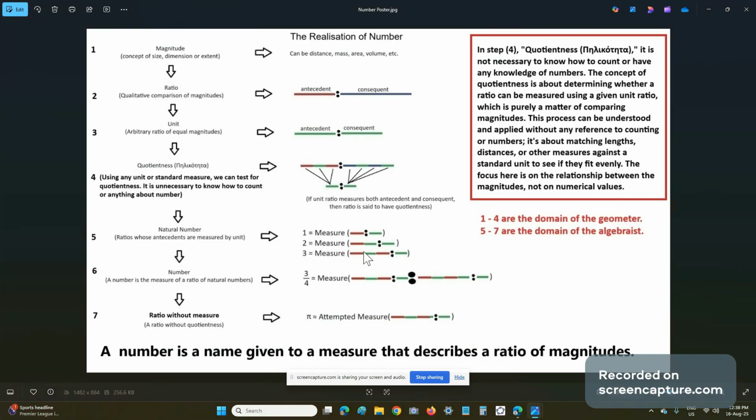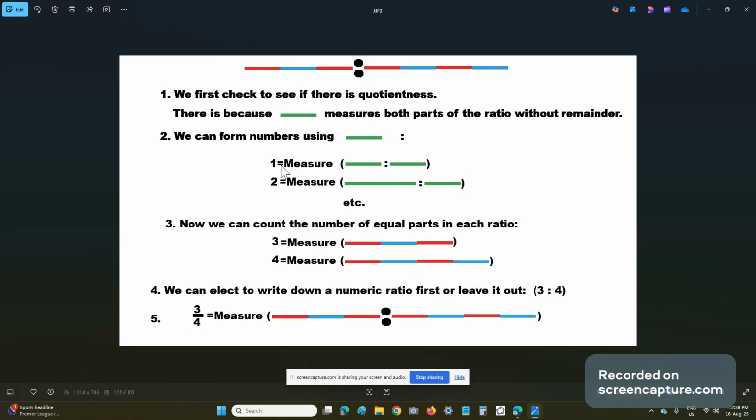Similar story with 3, 4, etc. So that is what I'm doing here. I'm saying let's form numbers, special numbers, counting numbers, 1, 2, 3, etc. Right? Number 3. Now we can count the number of equal parts in this ratio up here. Okay, here in this ratio, we can count them. We can take this little green part and go 1, 2, 3. That is the measure of that line segment, and 4 is the measure of this one. Okay. And finally, we can write down a number from this.